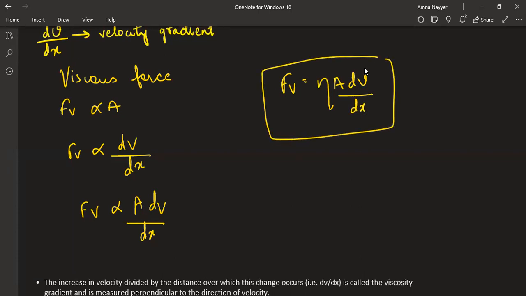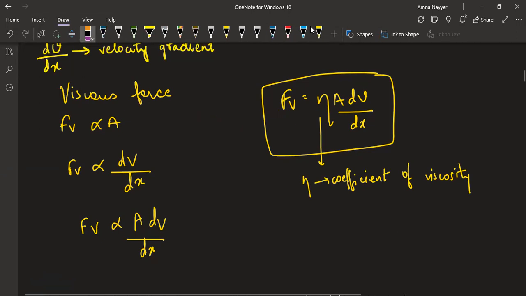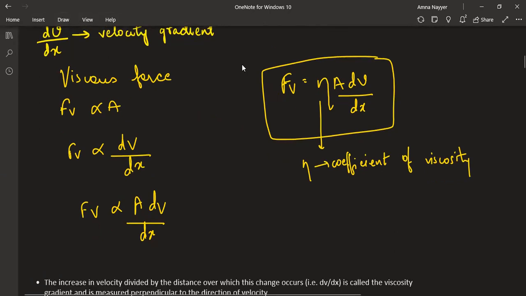This symbol eta is known as the coefficient of viscosity. Fv is the viscous force, A is the area, and dv over dx is the velocity gradient.